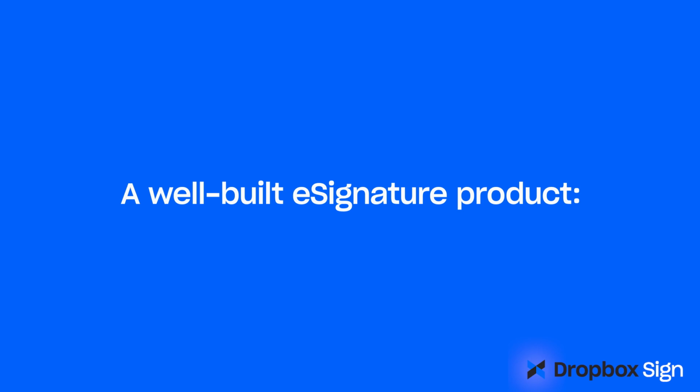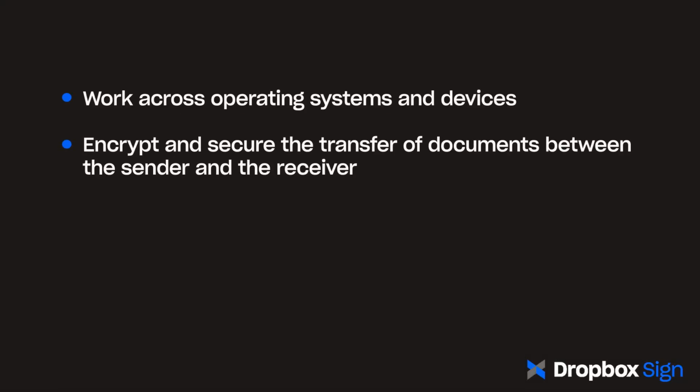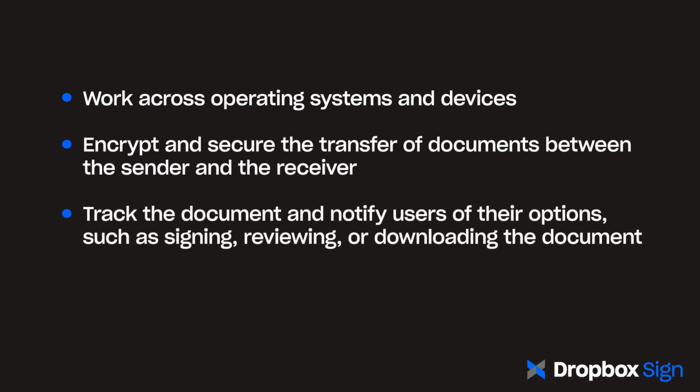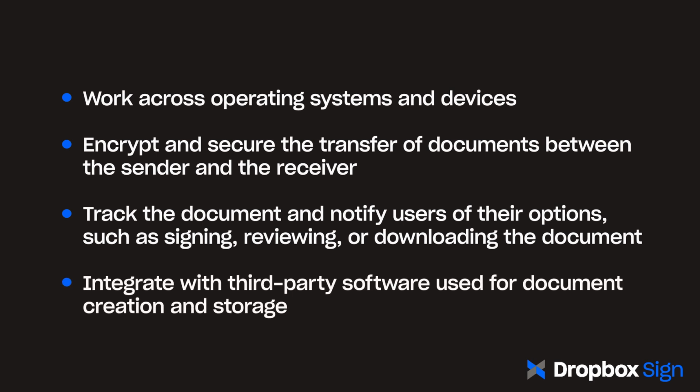A well-built e-signature product should work across operating systems and devices, encrypt and secure the transfer of documents between the sender and the receiver, track the document and notify users of their options such as signing, reviewing, and downloading the document, and integrate with third-party software used for document creation and storage.